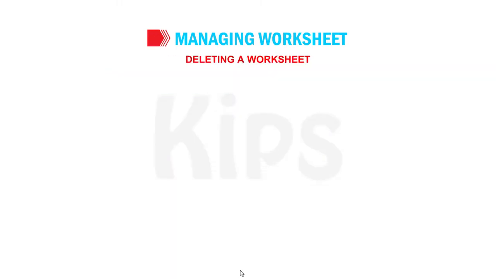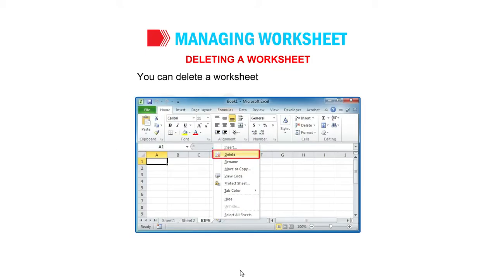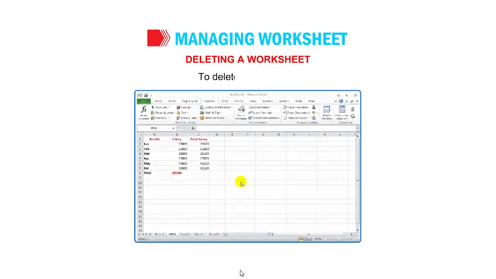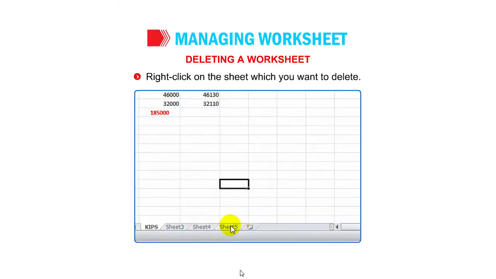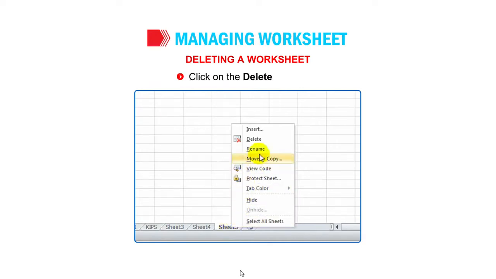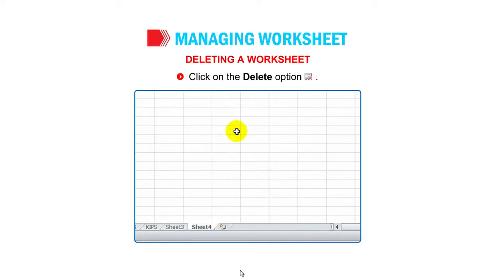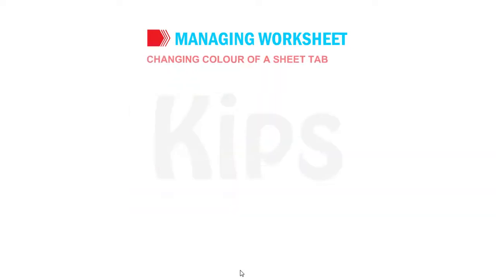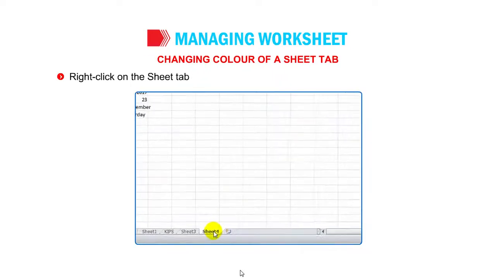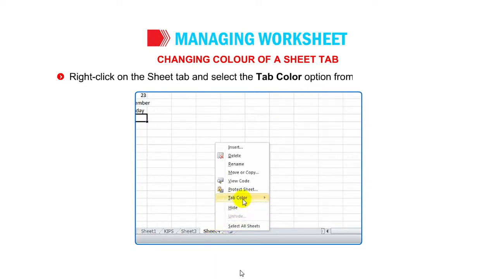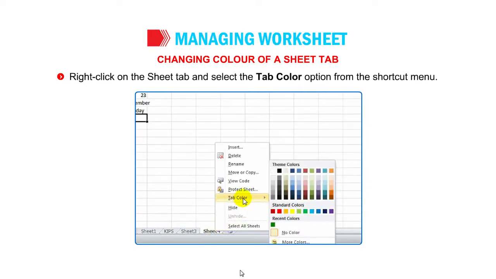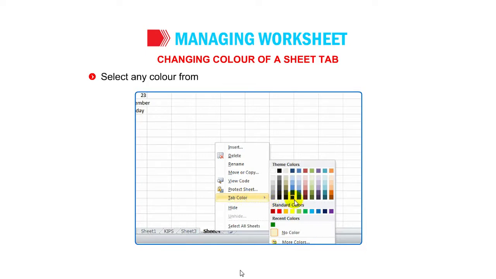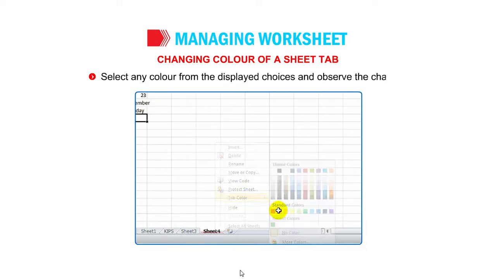Deleting a worksheet. You can delete a worksheet if it is of no use to you. To delete a worksheet, right-click on the sheet which you want to delete. Click on the Delete option. Changing color of a sheet tab. Right-click on the Sheet tab and select the Tab Color option from the shortcut menu. Select any color from the display choices and observe the change.